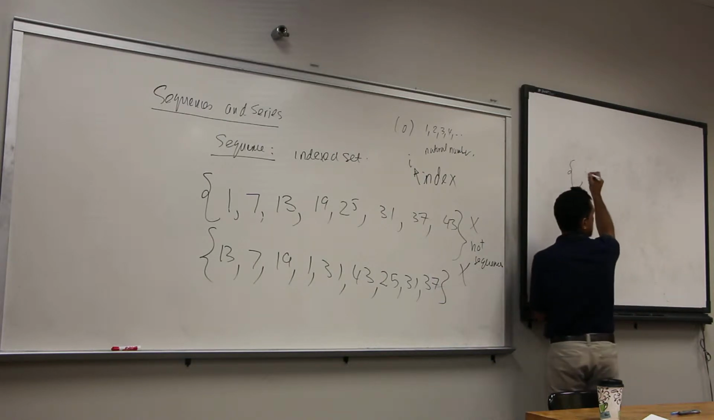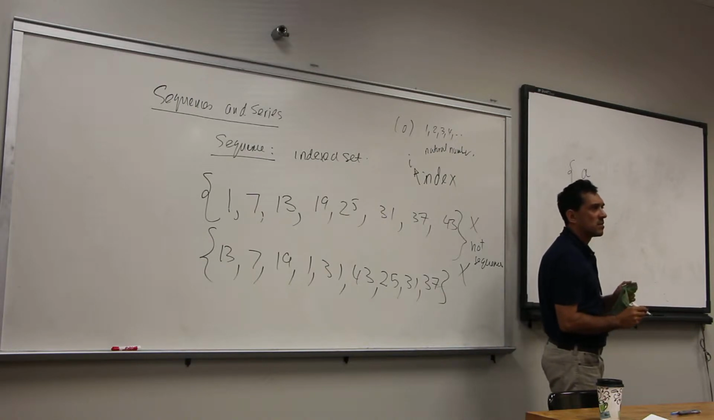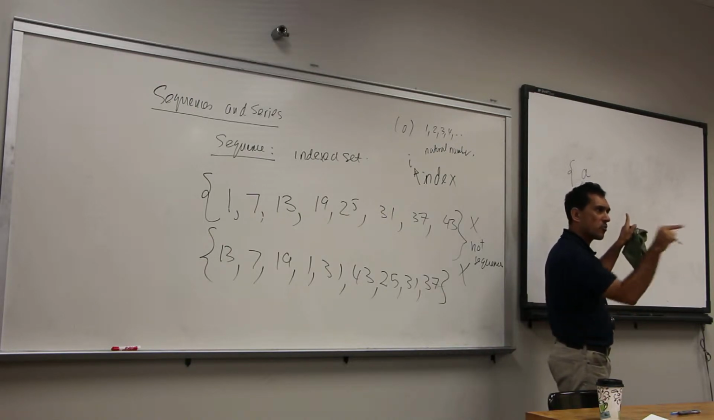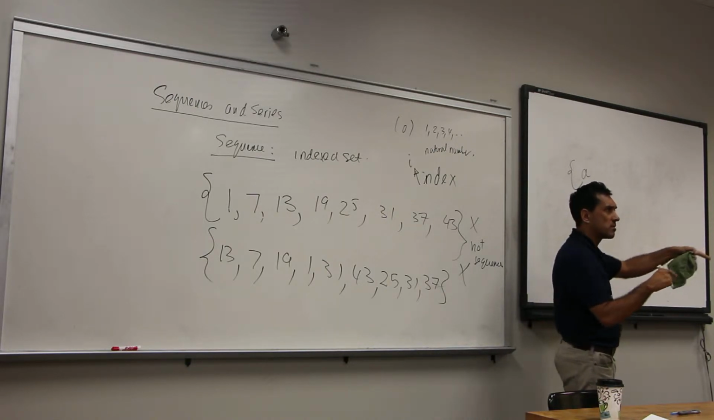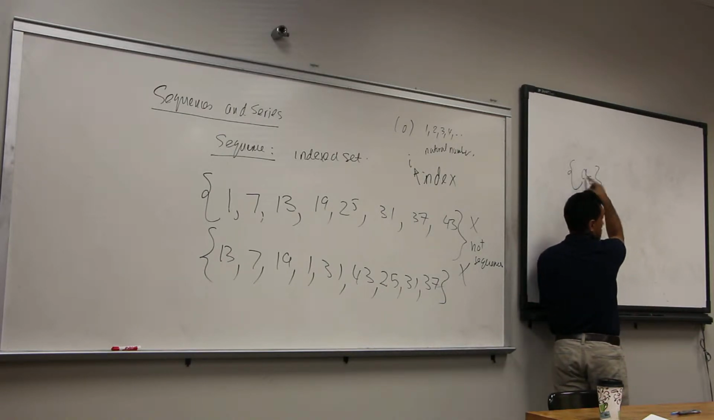So you will have a set of numbers, but then you will have to say, this number comes before that number, that one comes after that. This is your index, and this is your element.